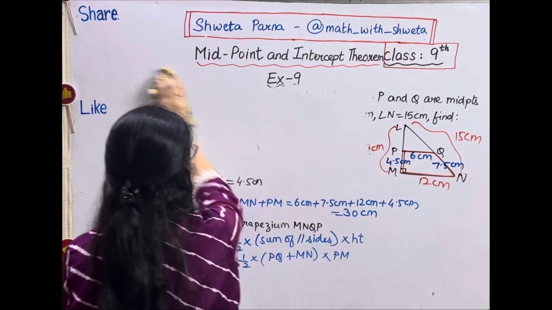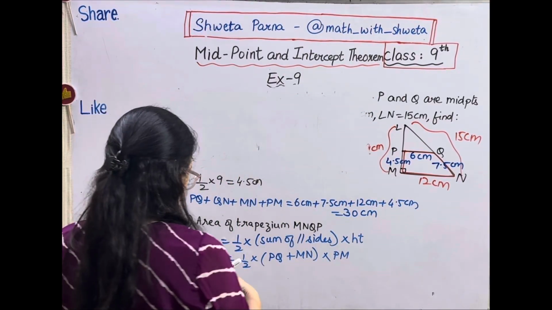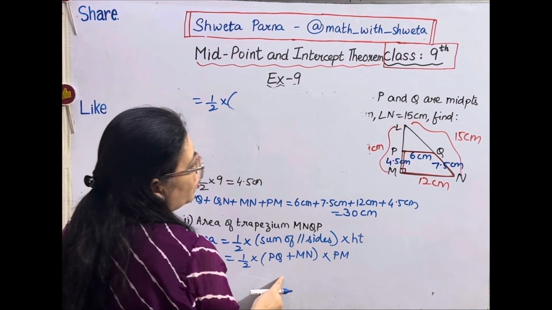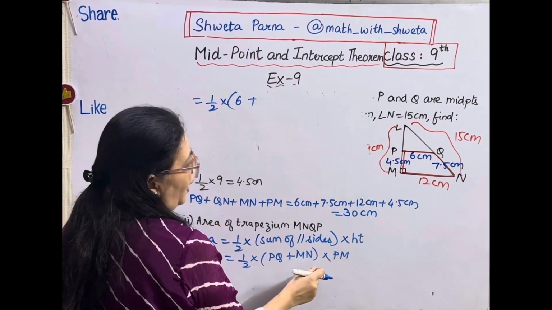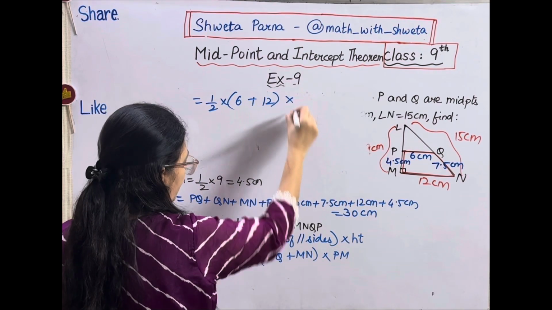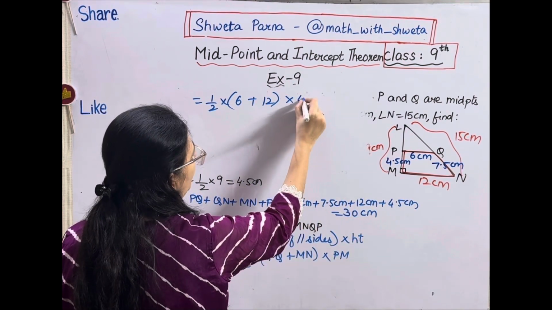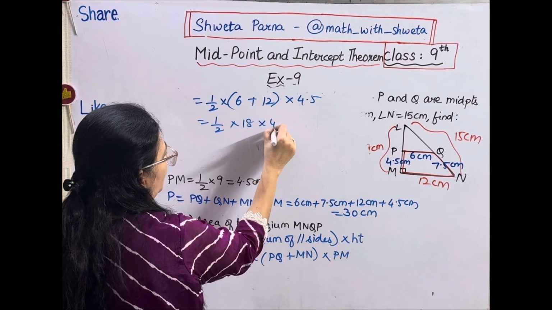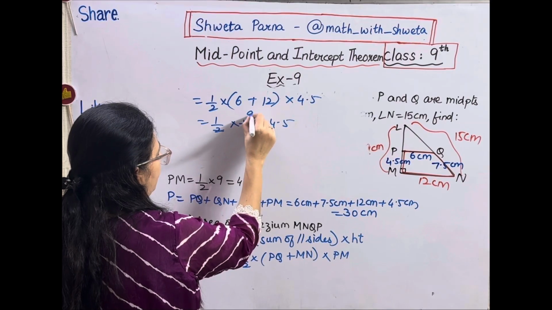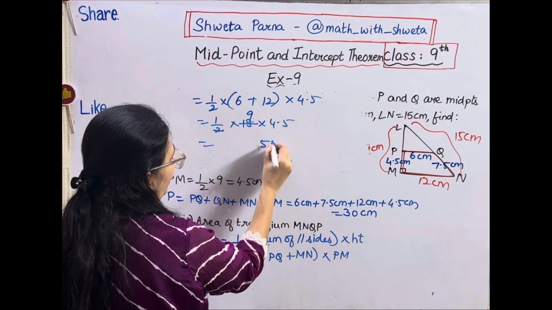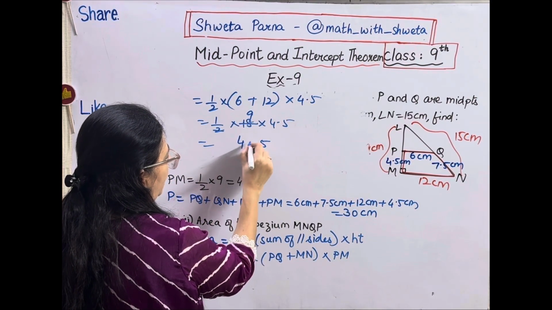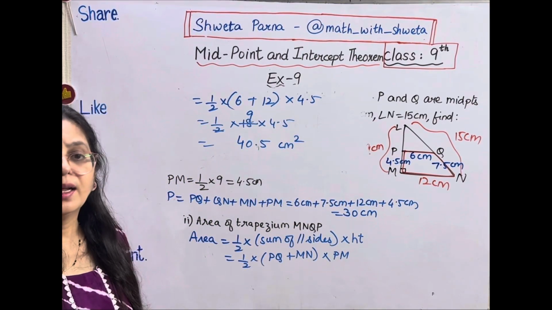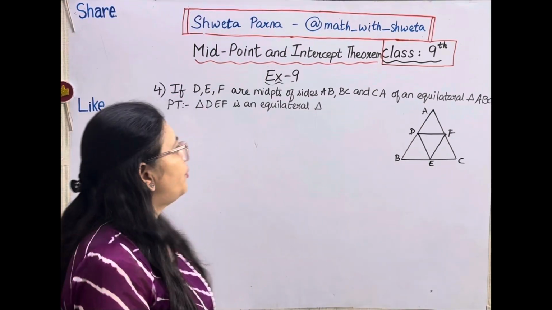So it would be half into PQ is 6 centimeter, MN is 12 centimeter, into height is PM, which is 4.5. So it is half into 18 into 4.5. 2 9s are 18, 9 5s are 45, 4 9s are 36, 40.5. So area is 40.5, so this would be centimeter square. I hope it's clear. Let's go to question number 4, children.